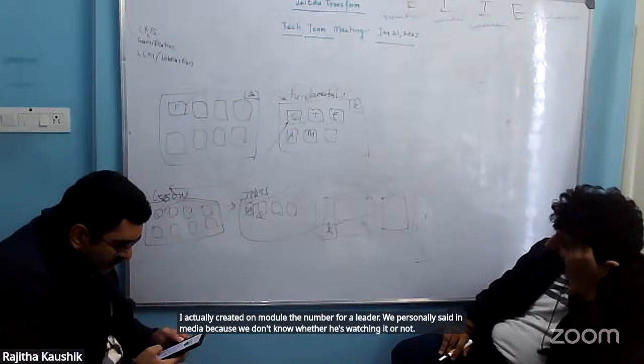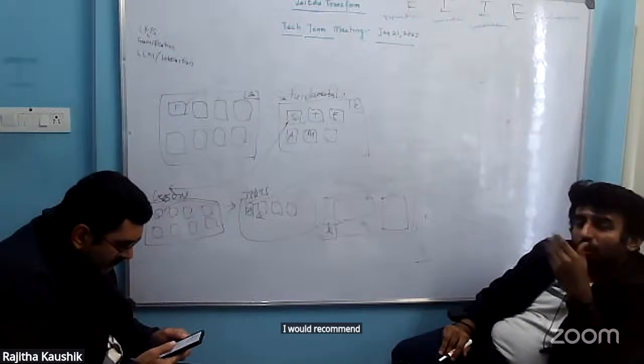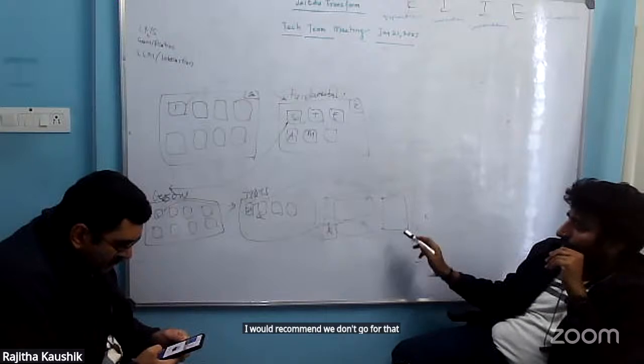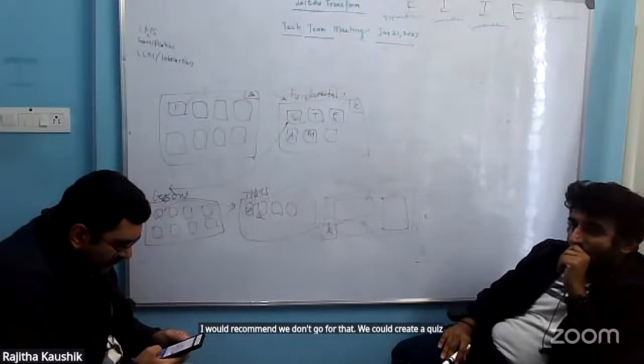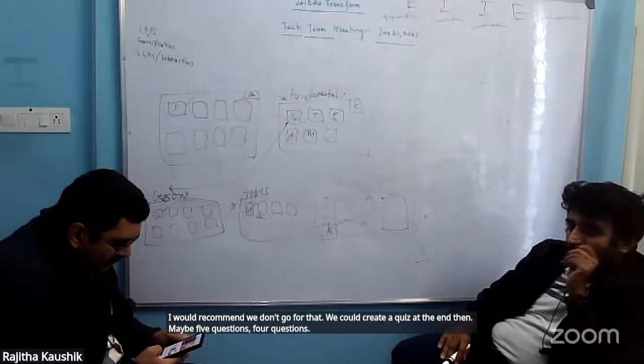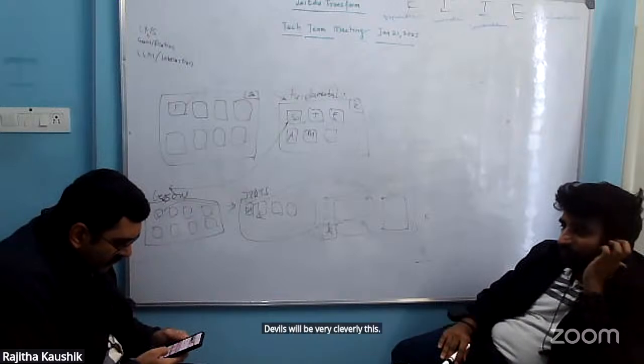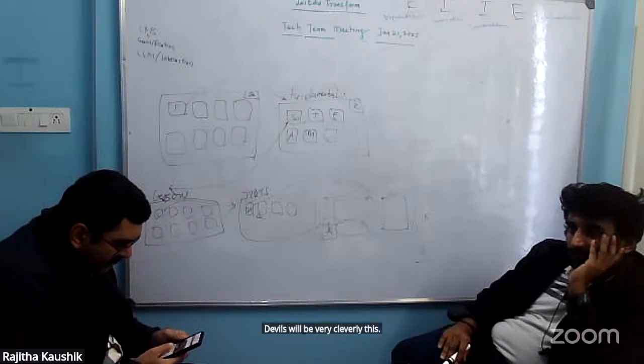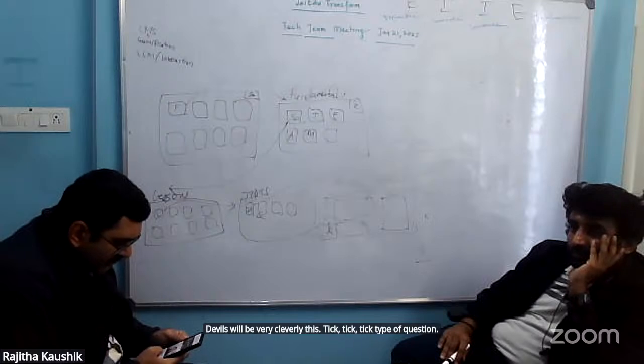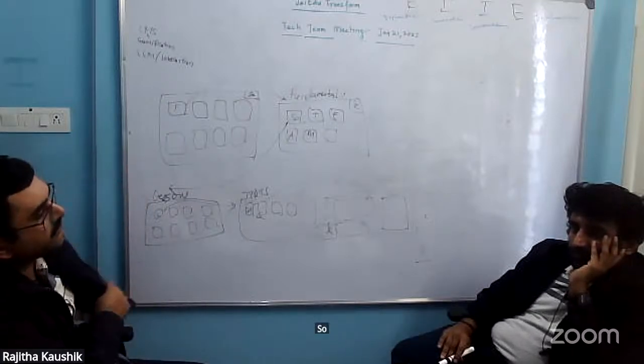Darshan, I would recommend we don't go for that. Okay, no problem. We could create a quiz at the end, maybe 4 or 5 questions. That's why we made it like this: a tick-type question, an objective type, and writing a small paragraph. So that's how we have made it.